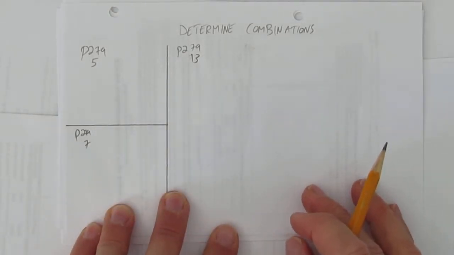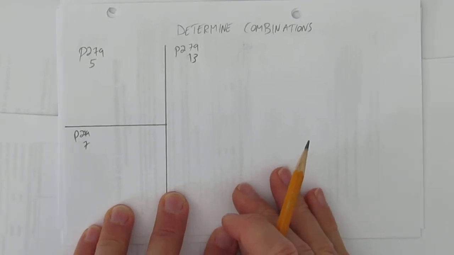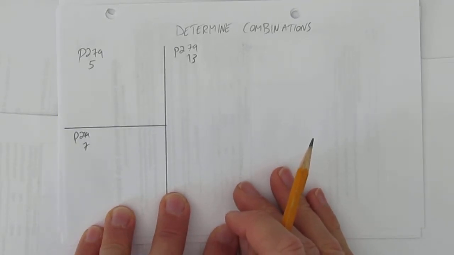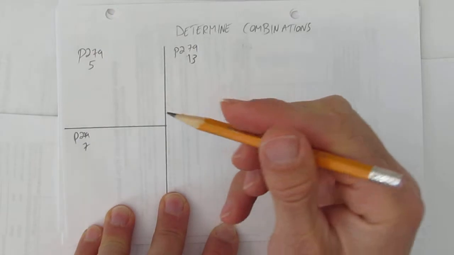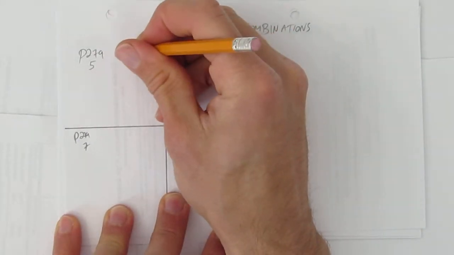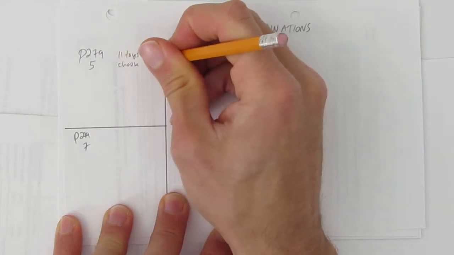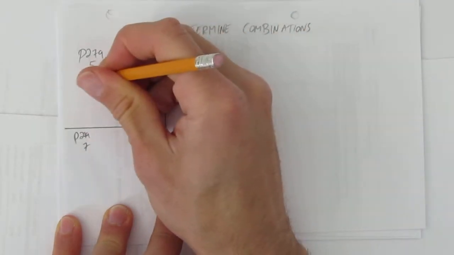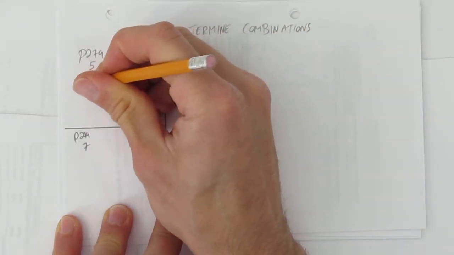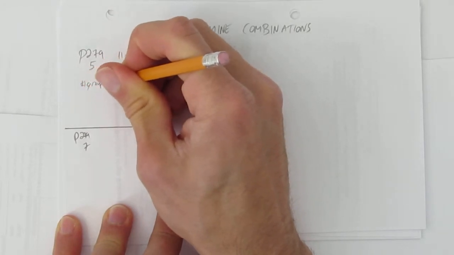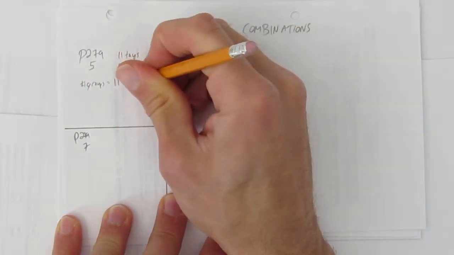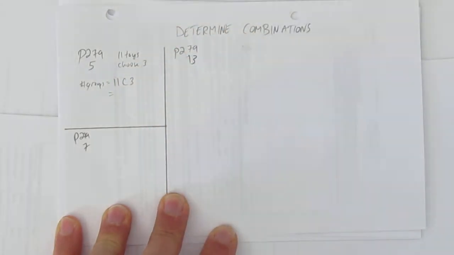Page 279, number 5 says, how many groups of 3 toys can a child choose to take on vacation from a toy box containing 11 toys? So, I have 11 toys, and we choose 3 of them. Well, that's just number of groups that are possible equals 11 toys, choose 3. And we just use our calculator.